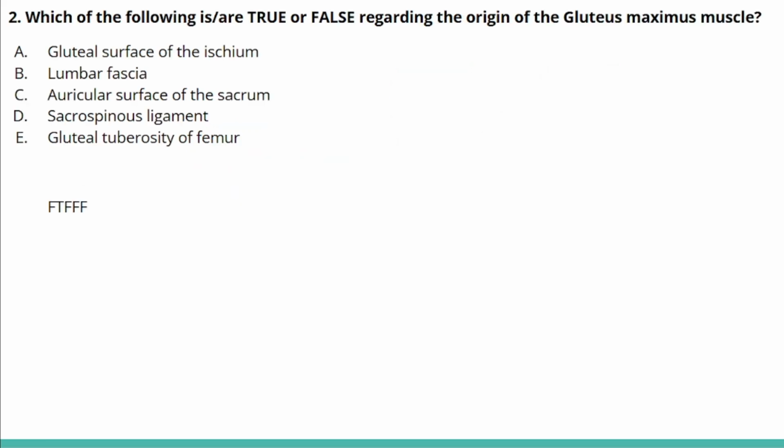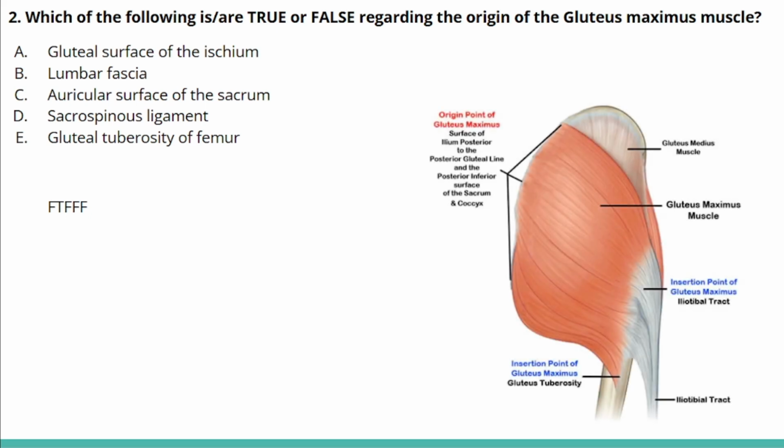Question number 2. Which of the following are true or false regarding the origin of the gluteus maximus muscle? The gluteus maximus muscle originates from the gluteal surface of the pelvis behind the posterior gluteal line, and again from the lumbar fascia, from the lateral mass of the sacrum below the auricular surface, and then again from the sacrotuberous ligament. So we'll see about these answers.